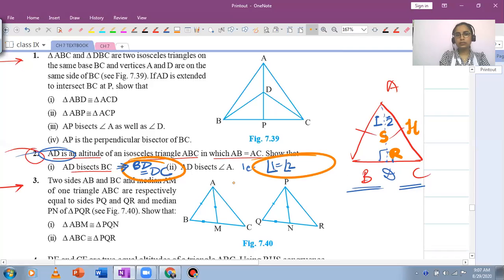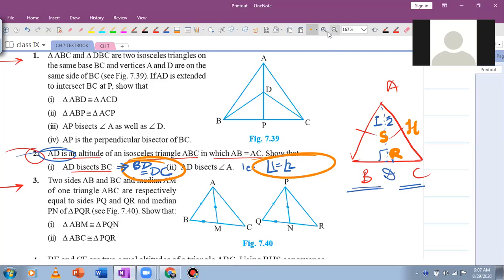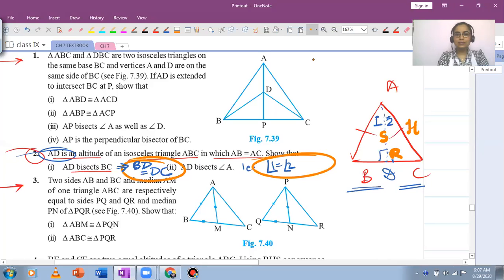Any questions? Ma'am, can these parts be proved without congruence? As for now, I don't think so. On the top of my head, I don't think there is any other way, because all these results which we are using here are based on congruence. What happens in an isosceles triangle, because of the symmetry, the line of symmetry is the altitude or the median of the triangle, and it divides the triangle into two identical parts, and that's basically congruence.